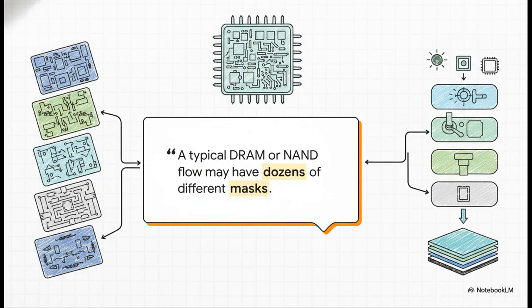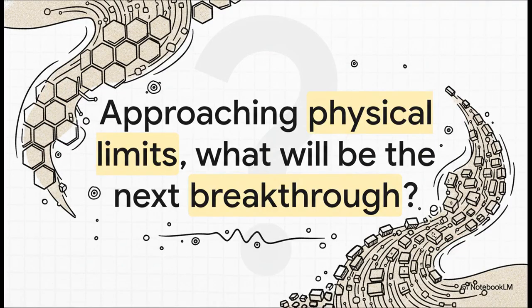And the complexity is just staggering. This quote from our source at Micron Technology really brings it home. It says, a typical DRAM or NAND flow may have dozens of different masks. So what that means is, for a single memory chip, that whole 5-step process gets done dozens of times, each with its own unique, mind-bogglingly expensive mask, just to build up the final product. So from sand to a silicon wafer, and from a beam of light to a city of circuits, lithography is the unsung hero of our digital age.